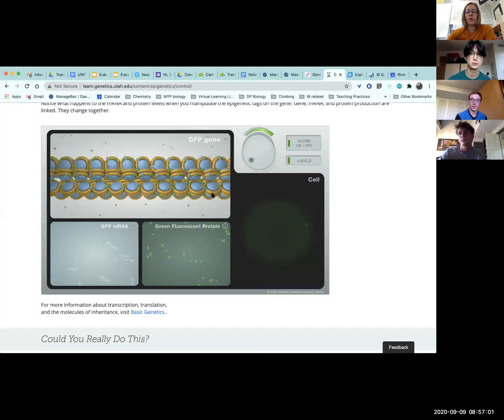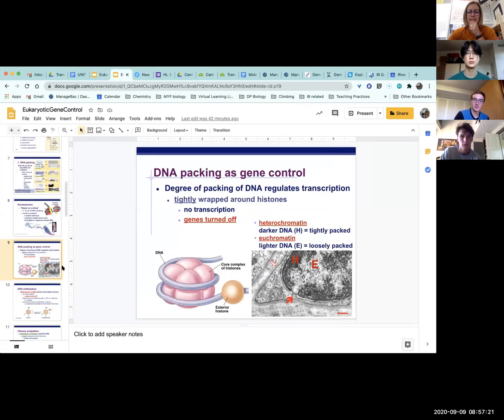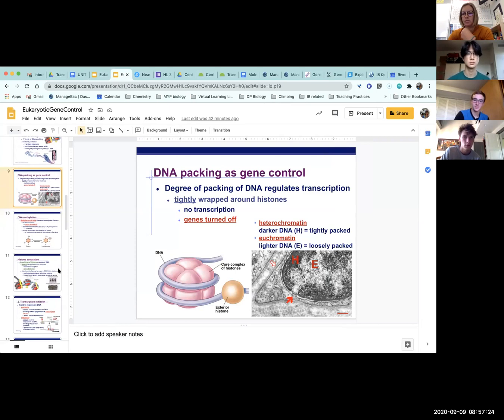So what we're looking at here is a section of DNA. Do you guys remember those little circular things that the DNA is wrapped around? What are they called? Nucleosomes. Good. And that's from the notes that we took last semester. DNA packaging, just how DNA is packaged, is a way of controlling how much that DNA is being read, because we can't have every single gene being made all the time.